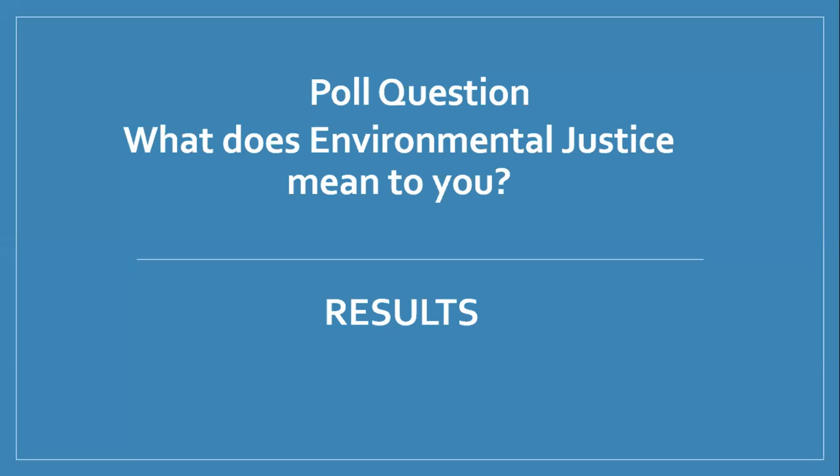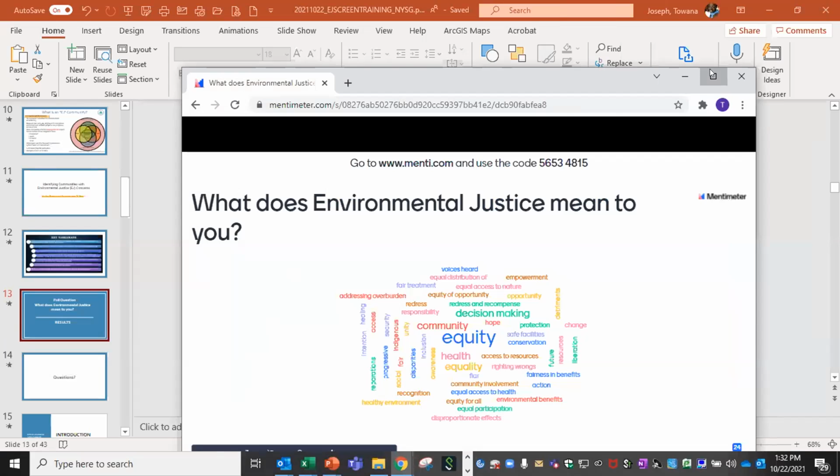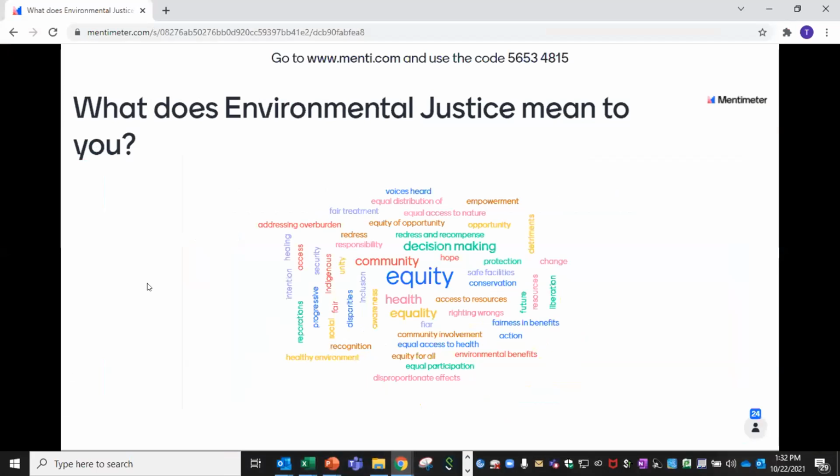All right, so let me pull up the poll results over here. And thank you for participating in this. So how this works, we have voices heard, equal distribution, equity, community, hope, change, environmental benefits, disproportionate effects, healthy environment. This type of word cloud, yes, that's it. The reason why equity stands out the most is that we got more responses on equity, and then community is the next one. So we have other responses like addressing overburden, change. So this is all great. Just wanted to share that with you, and thank you all for participating.